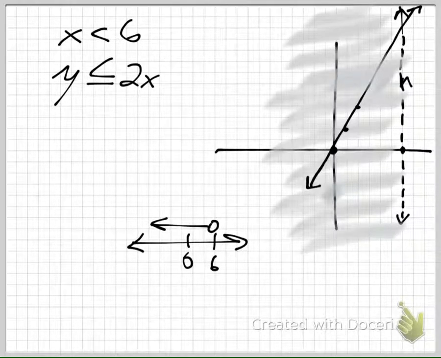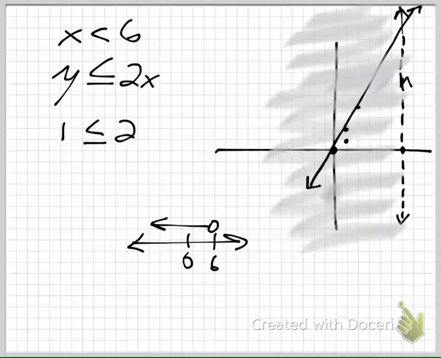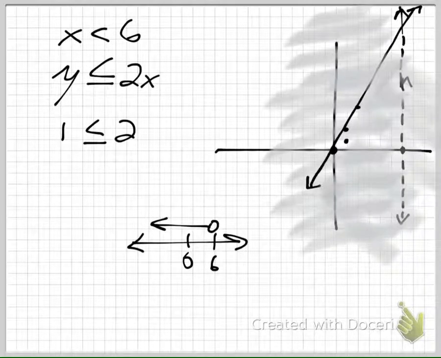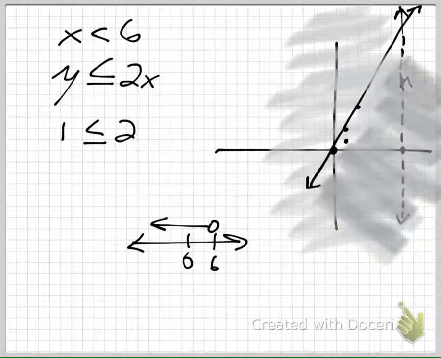Now, I'm going to choose a point. Can I choose 0, 0 for this one? No. Can I choose 1, 1? Yes. I can choose 1, 1 because that point is right there. Is 1 less than or equal to 2? Yes. So that means all of this stuff is true. I'll do it a little darker just so we can see the contrast. Does that make sense? All of that is true.